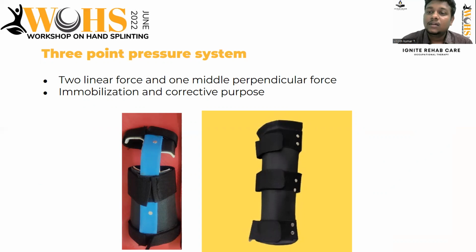Without following this principle, you cannot design a proper immobilization or corrective splint. In this cock-up splint also, you can see only the wrist strap is a broader strap compared to the forearm and the palm strap. It's because more force will come over the center. This is going to provide the opposite force, the force that is much needed to tolerate the weight of the wrist joint. So the 3-point pressure system is a must-follow principle while designing splints.